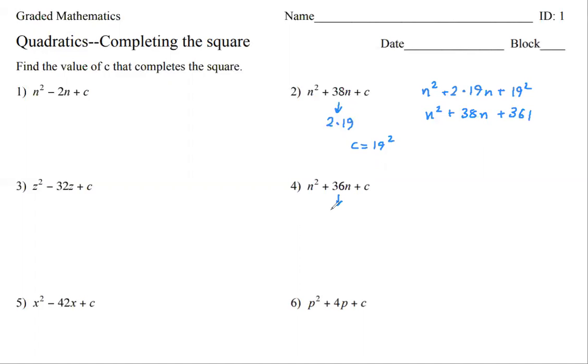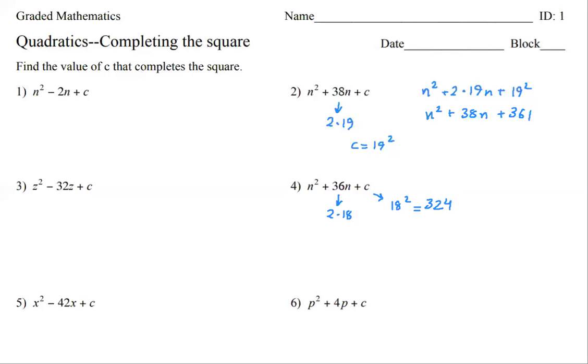36. This is 2 times 18. So we expect c to be 18 squared. This is how you do it. How much is 18 squared? 18 squared is going to be less than 361, so it's 324. So this is c. This is how you complete the square.